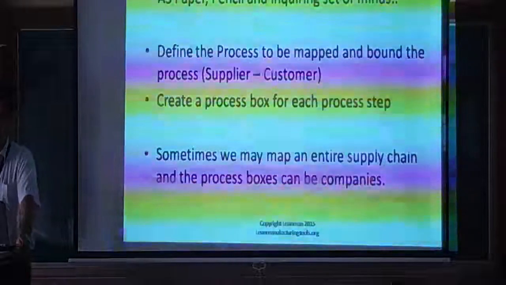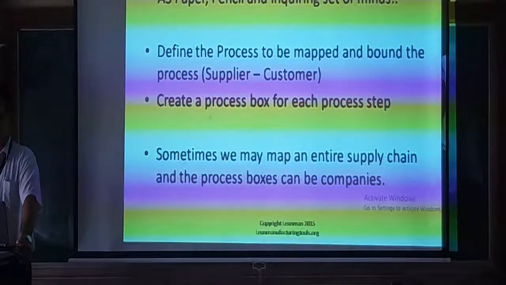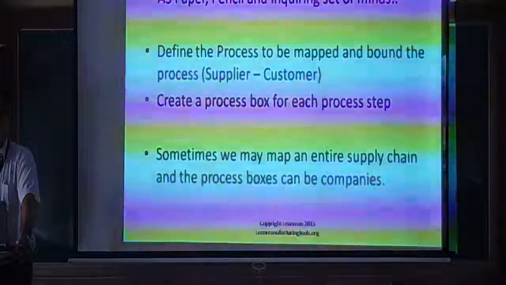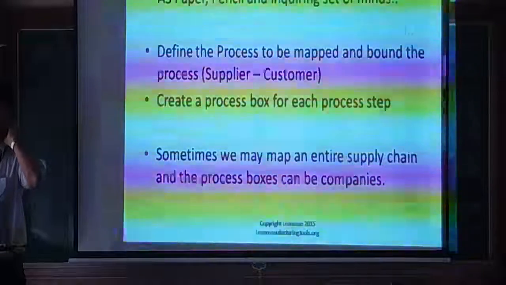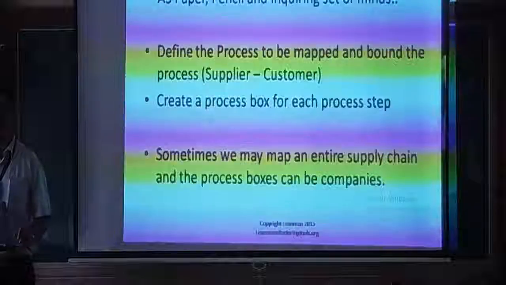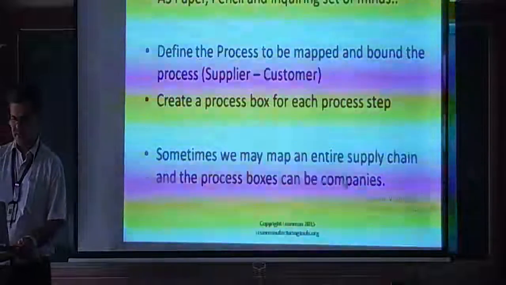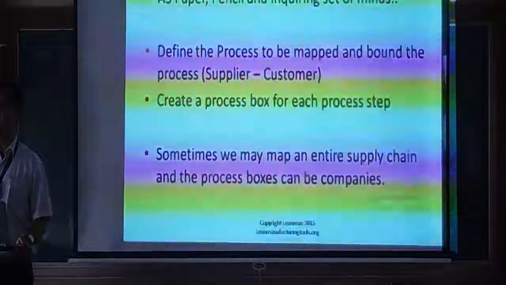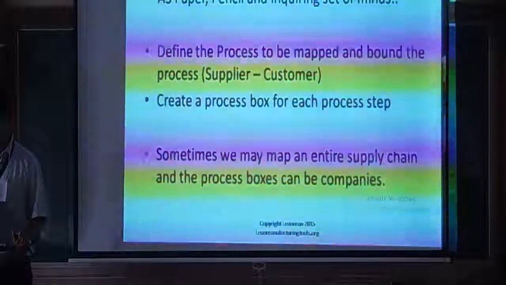You should take people having inquiring minds, a common thought. Define the process to be mapped and bound the process. Now you have to take the product process map, from supplier to customer. Create a process box for each process step. When the product is converted from raw material to end product, it undergoes many different processes, so you have to define the process to be mapped, bound the process, and create a process box for each. I'll let you know how to create the process box. Sometimes we may map an entire supply chain, and a single map can be drawn for the entire supply chain, from supplier to the customer.